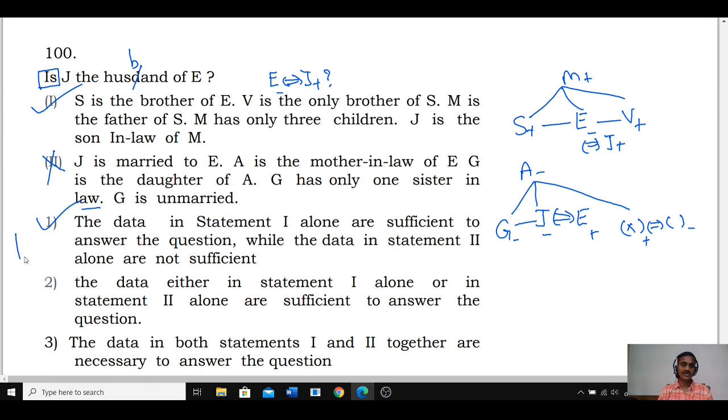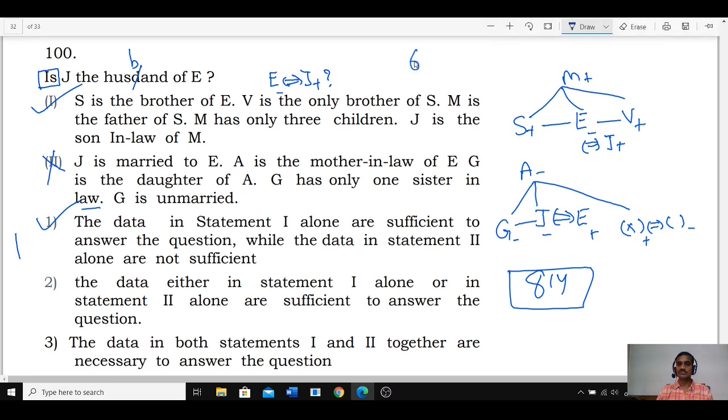Now with this we have come to an end of this paper number 814. 814 SBI PO Prelim, question numbers 66 to 100. Clear now?